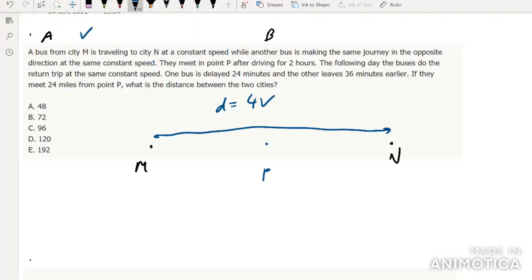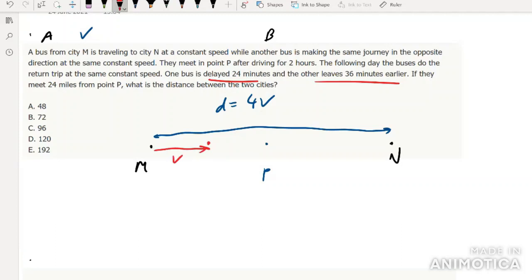The following day, the buses do the return trip at the same constant speed. One bus is delayed 24 minutes and the other leaves 36 minutes earlier. Okay, so let's just say that M is the one that set off earlier. Well, how much earlier than the first bus does he leave? If he leaves 36 minutes early and the other one's delayed by 24 minutes, that means before the other bus has even set off, this first guy's already been traveling for an hour. So he's already done V.